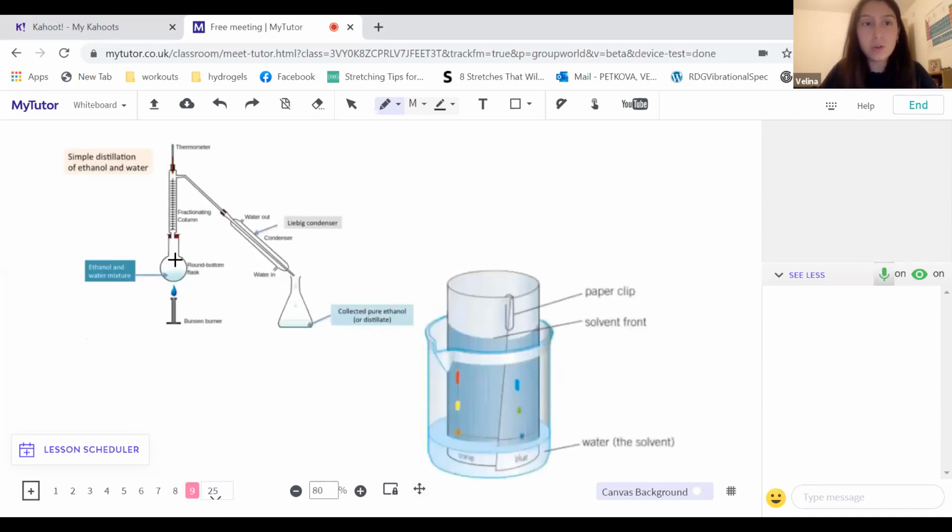Okay, so quick run through. This is our fractionating column. The bottom is really warm, the top is much cooler. Those with a high boiling point condense here and drop back in here. Those with a low boiling point reach the top and go to the condenser, and that's why you collect it here.